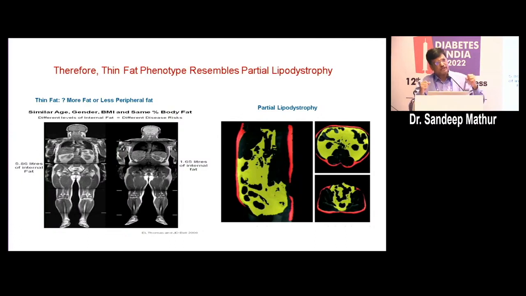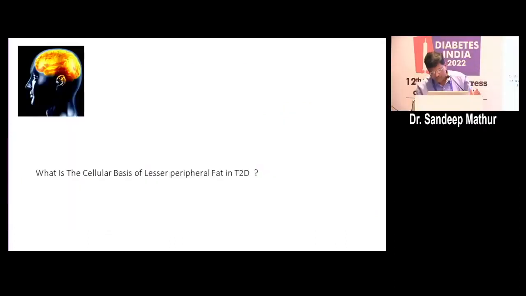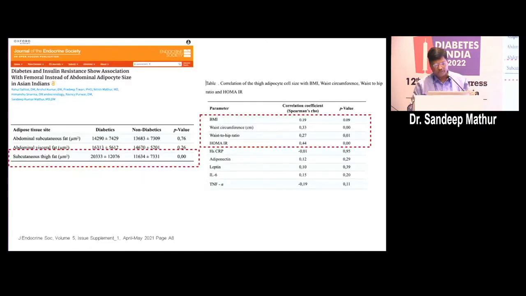Now, coming to the main point of my presentation. Is it partial lipodystrophy? What is the cellular basis of less peripheral fat? Actually, we took up our own data. Unfortunately, its full text is still in final preparation to submit, but we presented a poster during the Endocrine Society meeting. We could not present in person, but it was presented virtually.